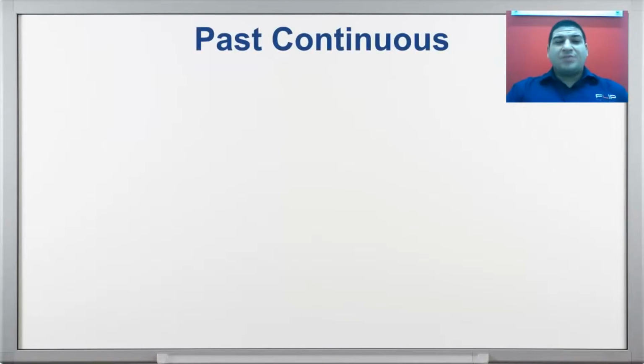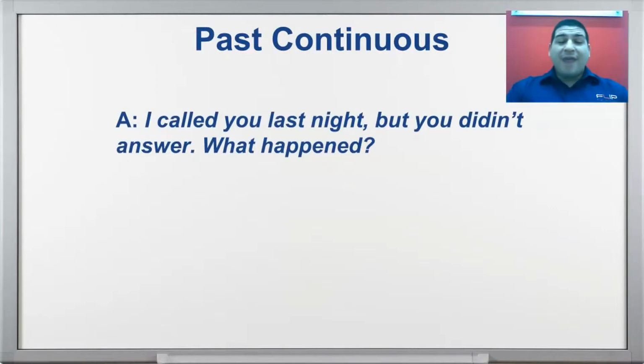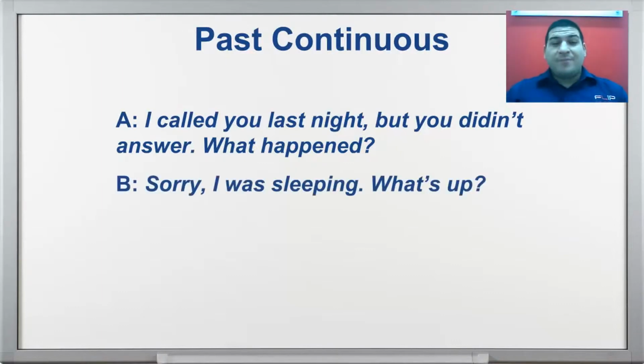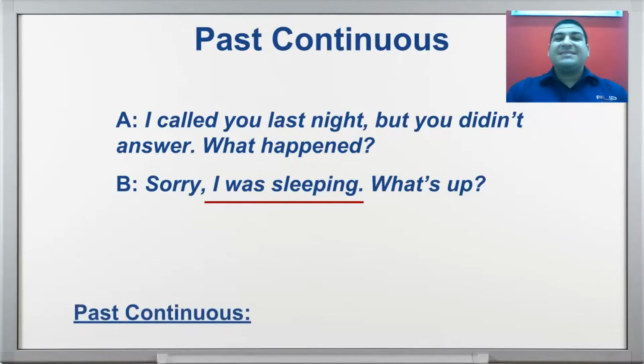Alright guys, so as I said, we're going to talk a little bit about past continuous, and I've got a little short conversation here. Imagine that this conversation is between a boyfriend and a girlfriend. So the girlfriend says, I called you last night, but you didn't answer. What happened? And then the boyfriend says, sorry, I was sleeping. What's up? So I want you to pay attention to this sentence here. I was sleeping. This construction is a little bit different, right? Well, this is the past continuous.